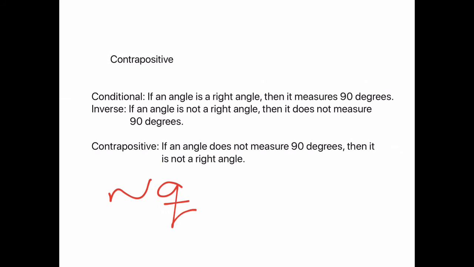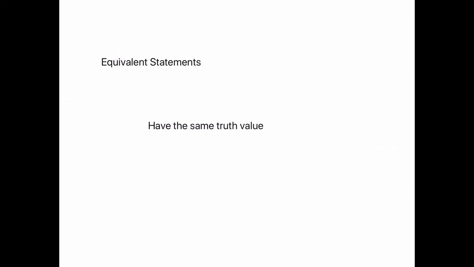All right, so we have learned, of course, that conditional statements and their inverses can have different truth values. Contrapositives and their conditional statements always have the same truth value as the conditional. So anytime statements have the same truth value, those are known as equivalent statements.